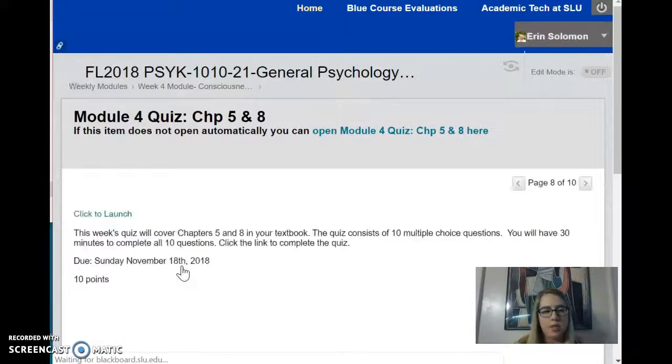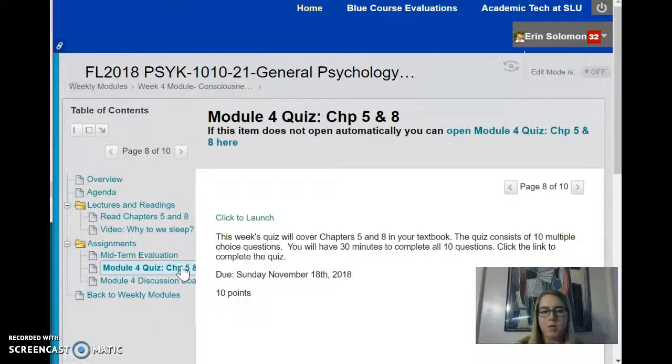Then in the rest of the assignments folder, we have our usual suspects, which is the Module 4 quiz and the discussion board. The Module 4 quiz is going to cover chapters 5 and 8 in your textbook. Like normal, it consists of 10 questions, and you have 30 minutes to complete all 10 questions.